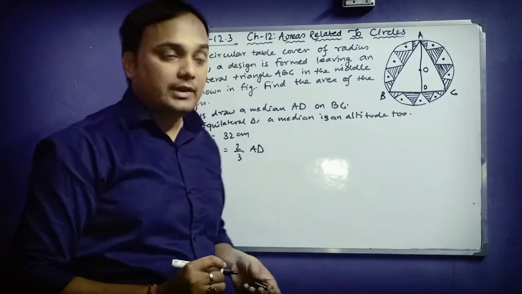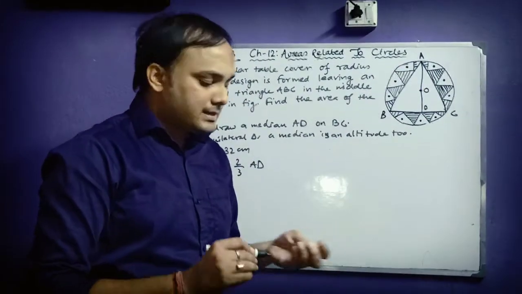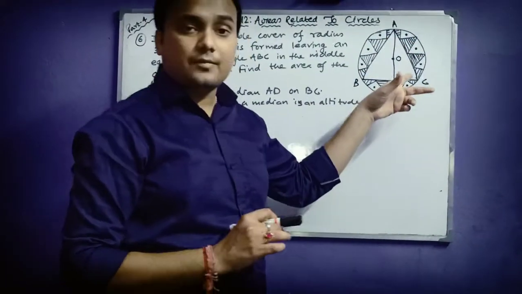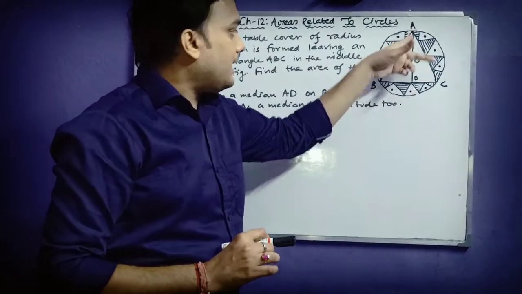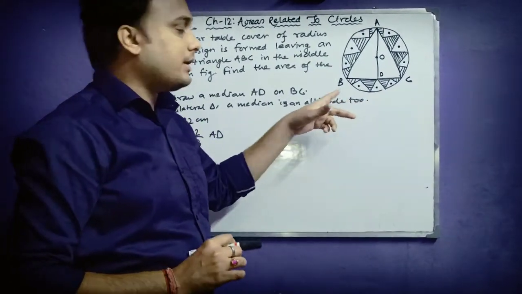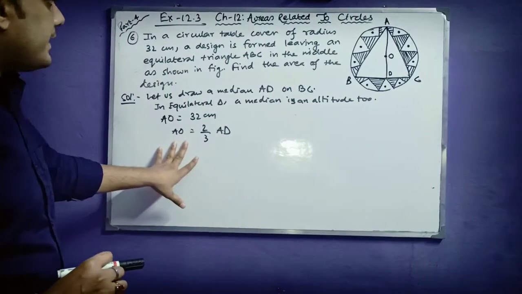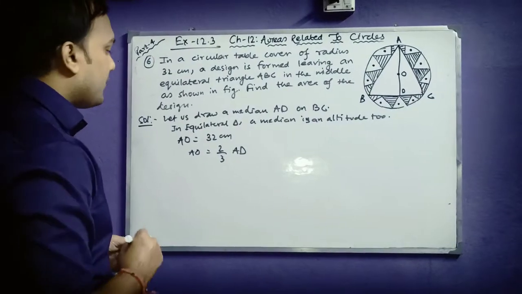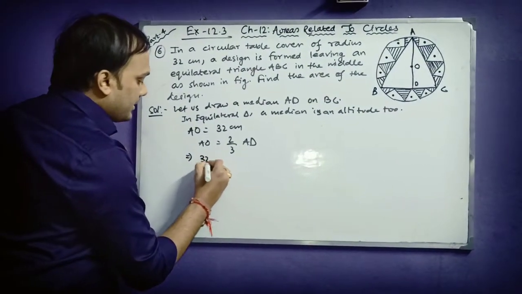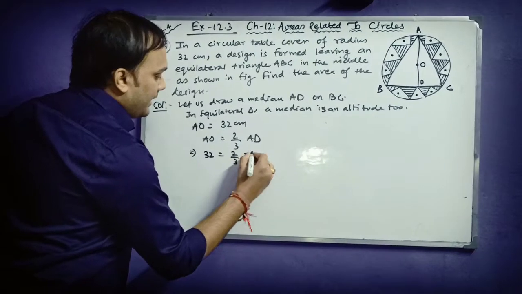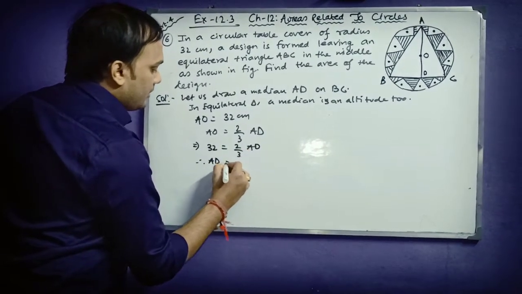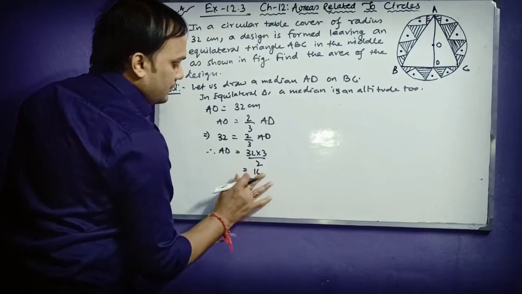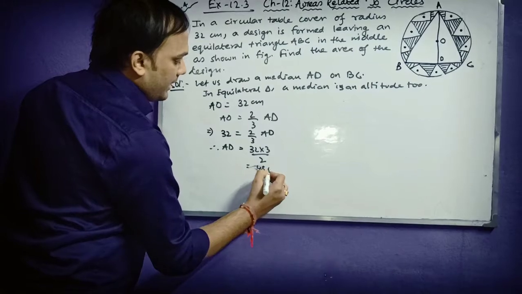I think many of you know it very well that inside a circle, if you draw an equilateral triangle, there is a relationship between the radius of the circle and the median of that equilateral triangle. AO, that is the radius of the circle, is actually 2 by 3 of the median. From here we can find the length of AD. So AO is 32, equals 2 by 3 of AD. Therefore AD will be equals to 32 into 3 by 2, that means 16 into 3, so it will be 48 centimeters.